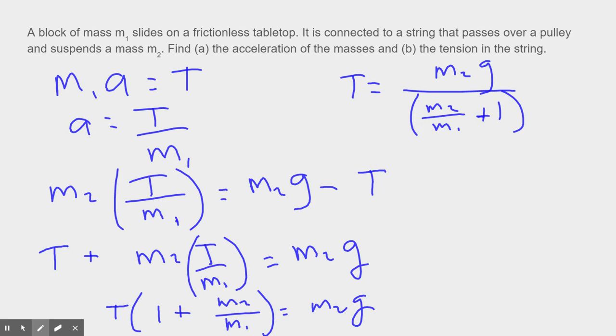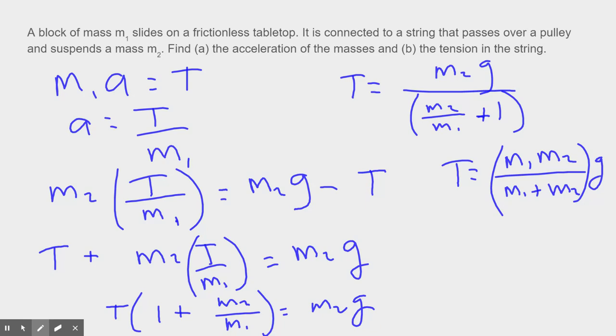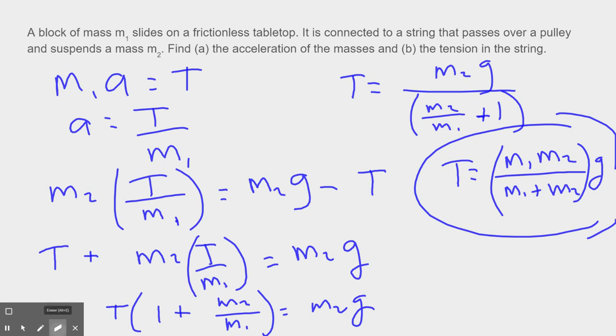And finally, we can simplify this just a little bit more to find that T is equal to M1, M2 divided by M1 plus M2, all multiplied by G. So when you simplify that as much as we can, this is what you would end up with. Okay. We have a couple more problems to look at. Well, 3 more.